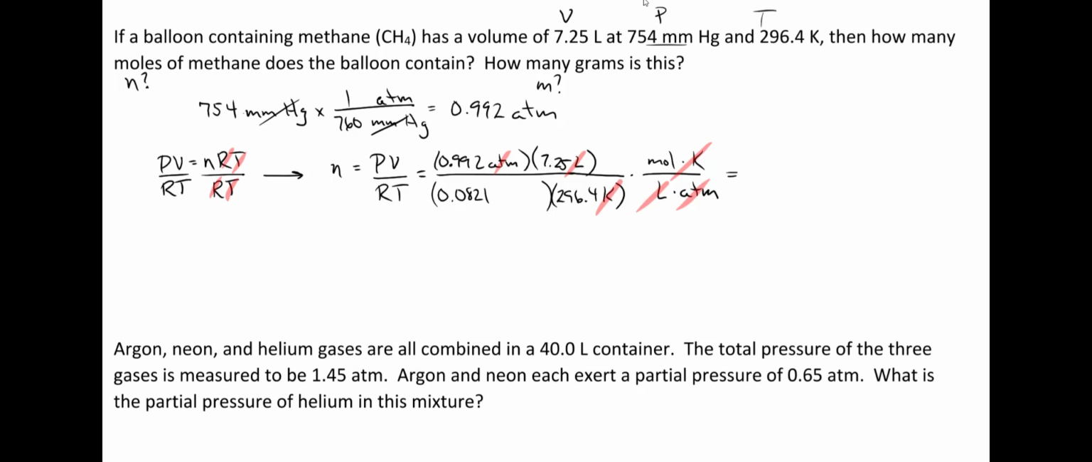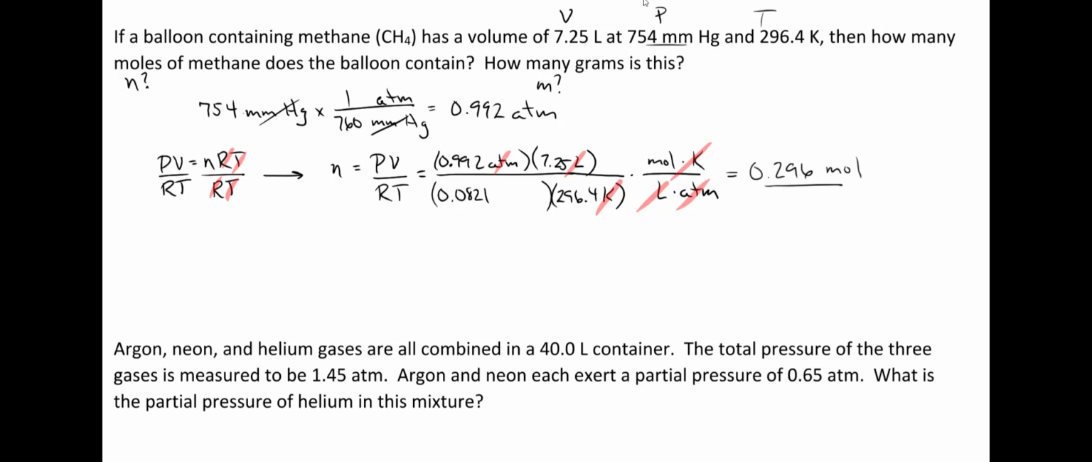Before I put this in the calculator, let's look at significant digits. None of these has fewer than 3 significant digits, so we're going to want 3 significant digits on this problem. So I have 0.992 times 7.25 divided by R, 0.0821, divided by 296.4. And this will give me 0.2955, which rounded to 3 significant digits is 0.296 moles. So that's the first part of our problem.